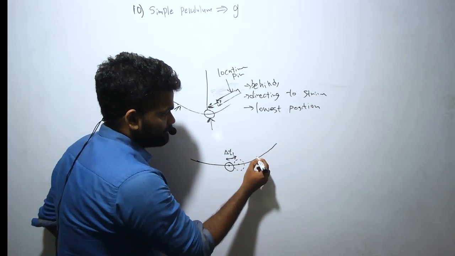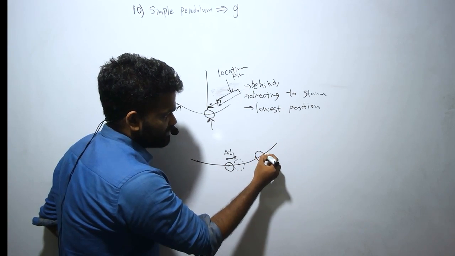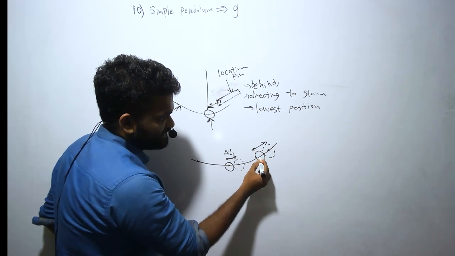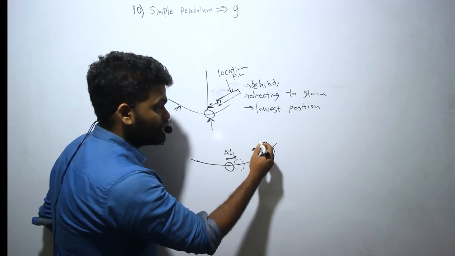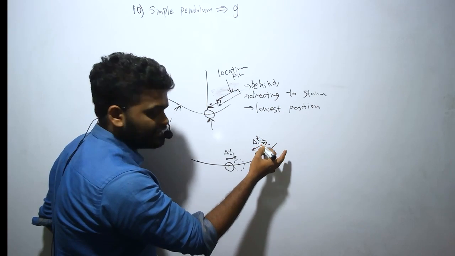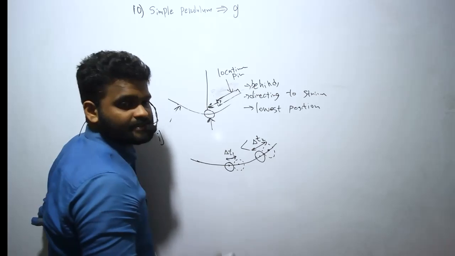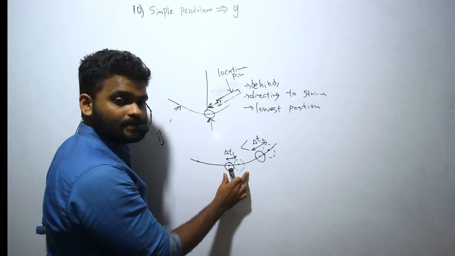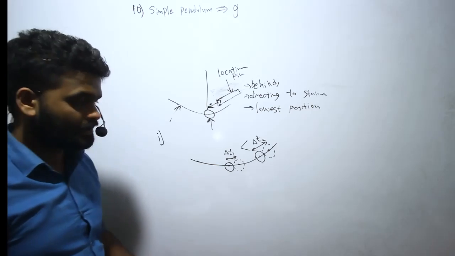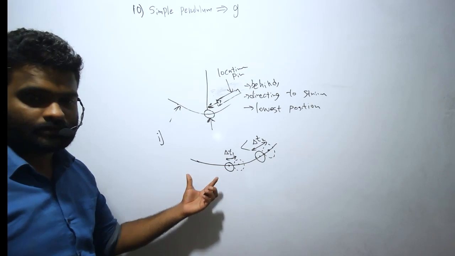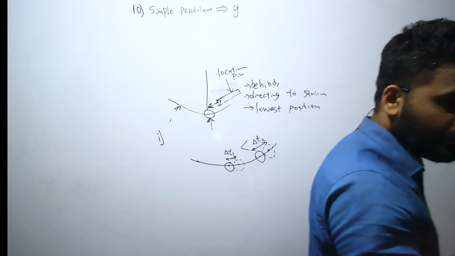But what happens if you do the same thing somewhere here? Here it takes a longer time. So the time difference due to that uncertainty is larger in this case, right? That's why you go for the lowest position. Okay, just draw this one. If you are done, thumbs up.